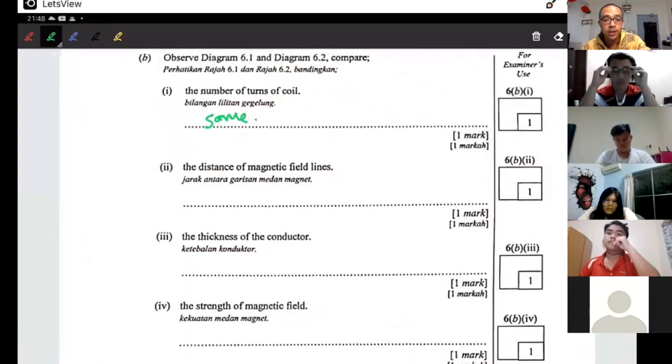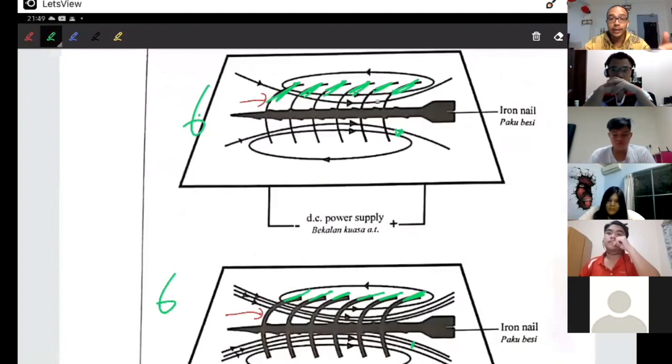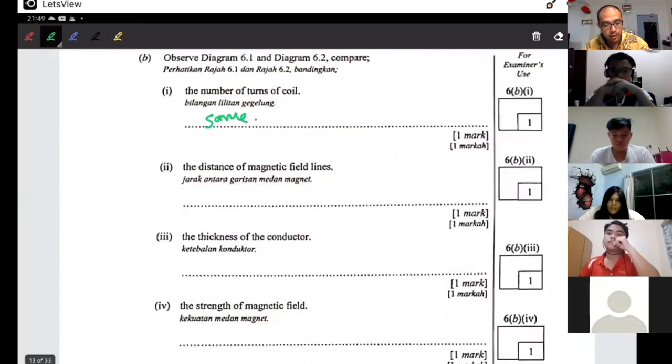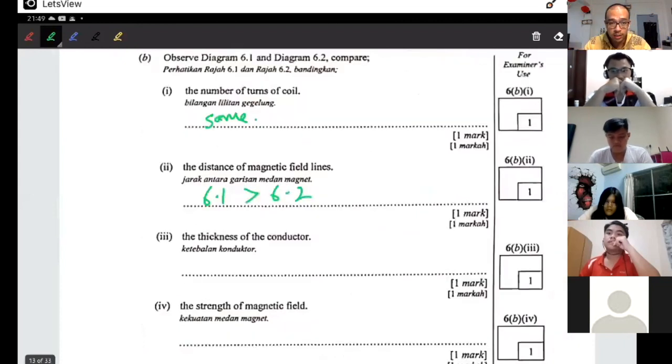The second one is the magnetic field lines. Look at this distance over here and compare it to this distance over here, you will find that the distance of 6.1 is bigger. The field lines are much wider. So 6.1 is bigger than 6.2, because 6.2 has lines that are closer together. So the distance is smaller for 6.2.